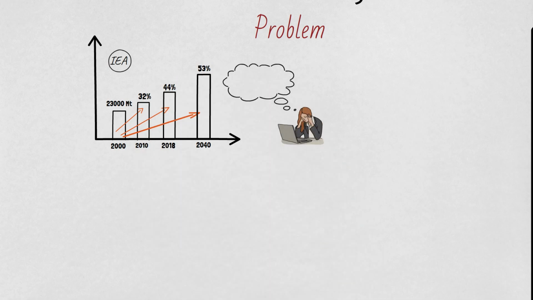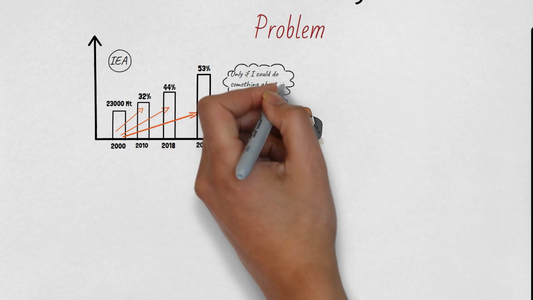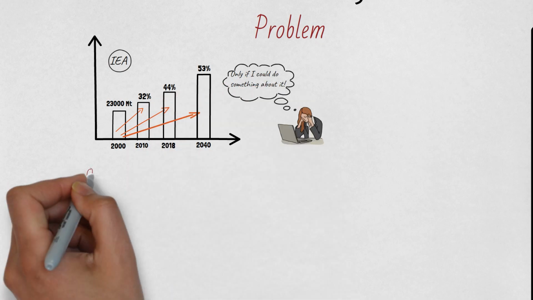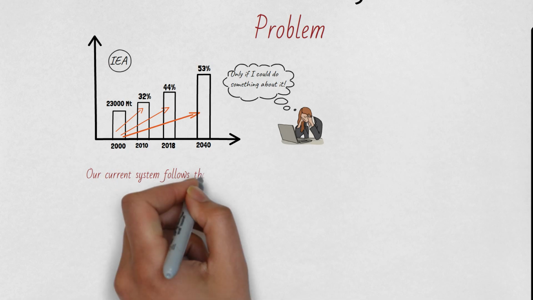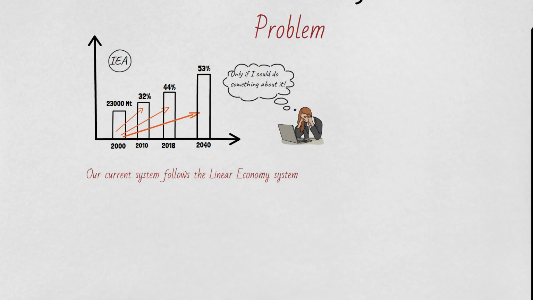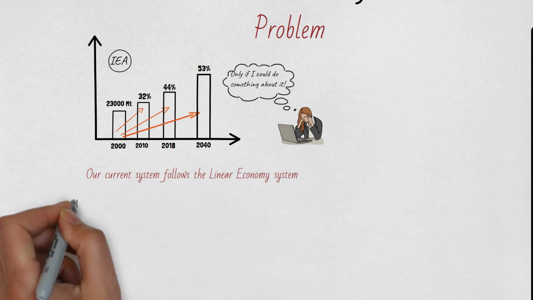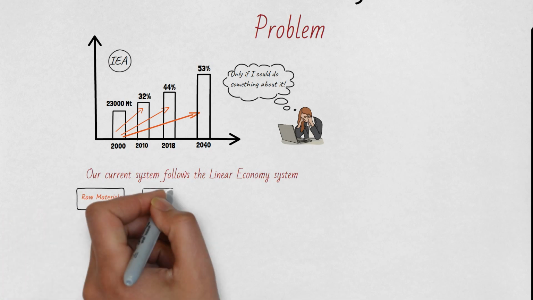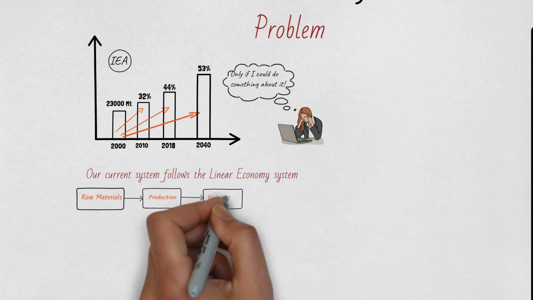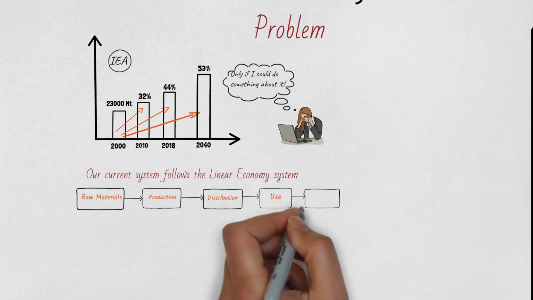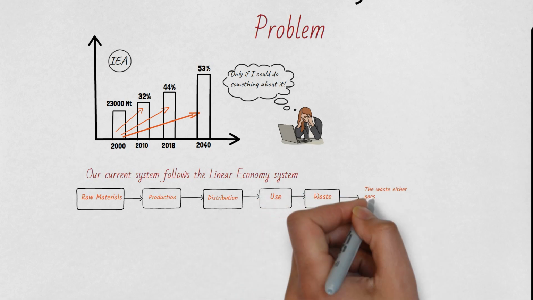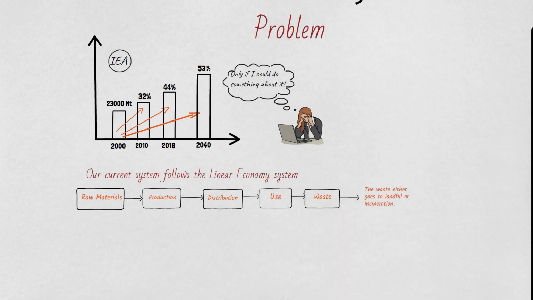To answer this, let's look at our current economy system first. Our current economy system follows the linear economy system. Here's a simple process flow diagram for this. We have raw material coming in, going into the production system and distribution to the use, from which we have waste generation. This waste is now either going to the landfill or being incinerated.